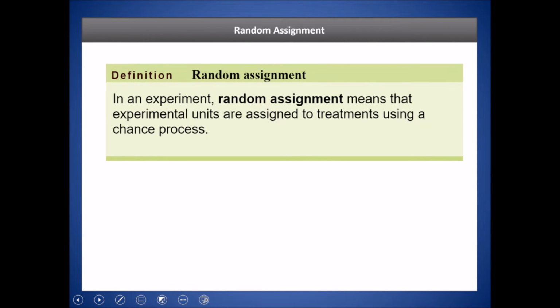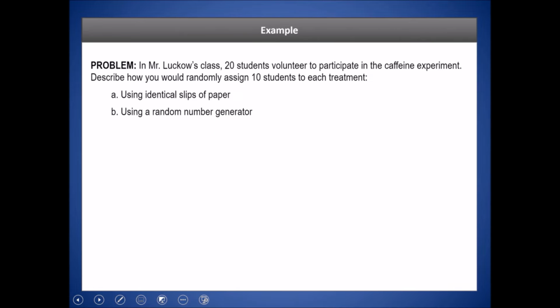So let's discuss what random assignment means. We kind of mentioned it, but in the definition, random assignment means that the experimental units are assigned to treatments using a chance process. The experimental units are the individuals in the study, right? So in this case, they might be human subjects, in our case of the cola experiment. So you randomly assign them using a chance device or slips of paper, RNG, whatever, in order to assign them to a treatment or non-treatment group.